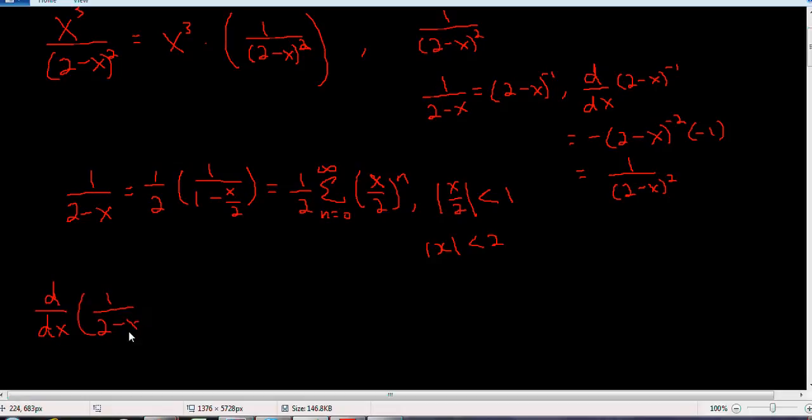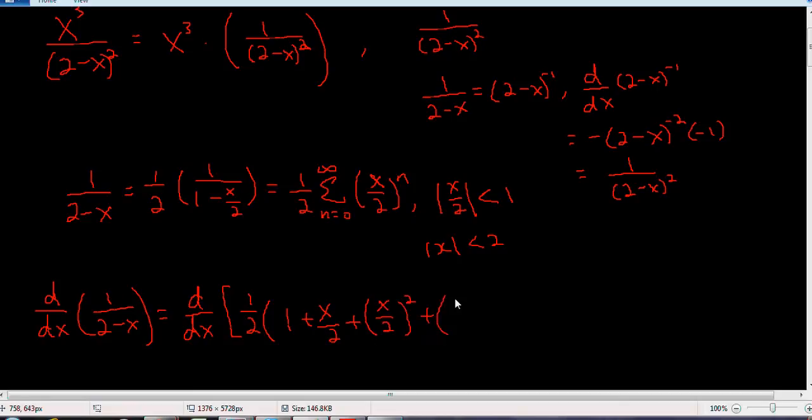1 over 2 minus x. And I'm just going to write this out as taking the derivative of half times 1 plus x over 2 plus x over 2 squared plus x over 2 cubed, and this goes on forever.